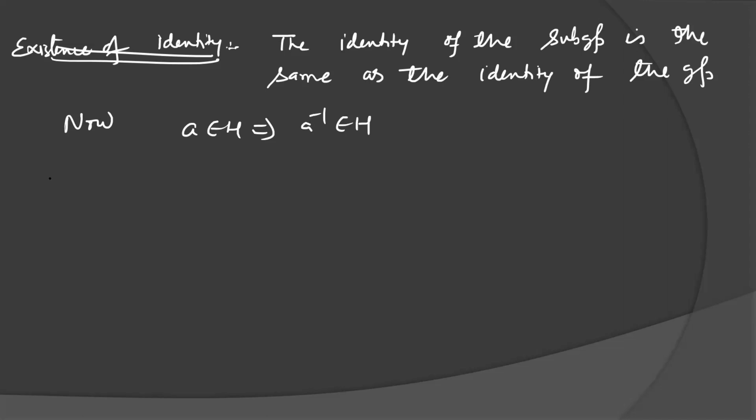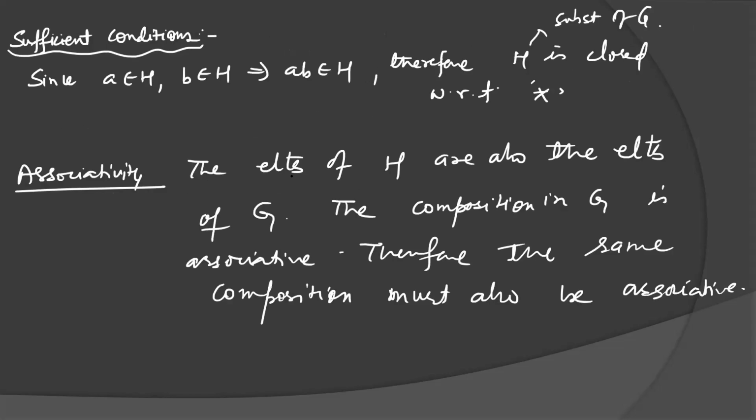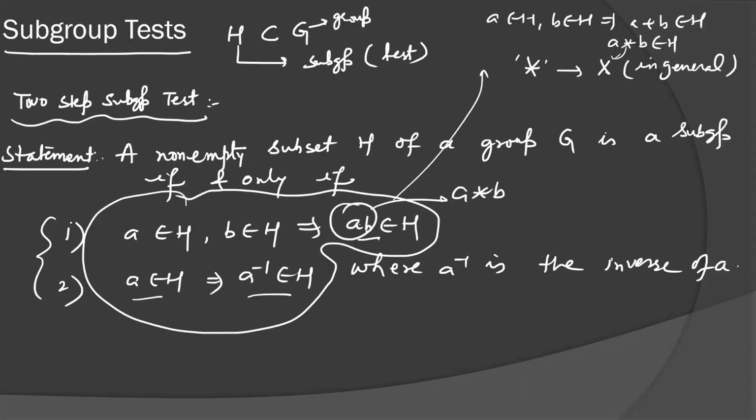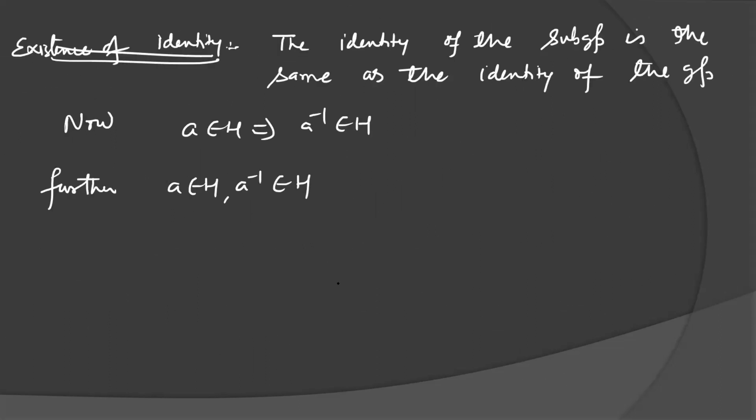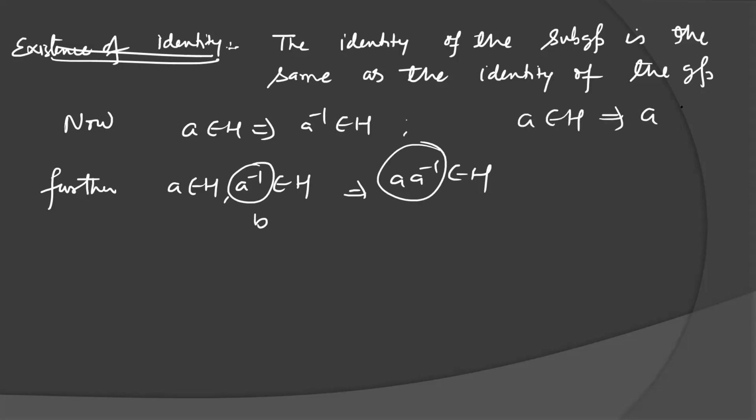Okay, further if we take A belongs to H, A inverse belongs to H, then use the first result: A belongs to H, B belongs to H, then their product belongs to H. So here A inverse looks like B, so the product A A inverse belongs to H. And if A is an element of H, it will imply A is an element of G because H is a subset of G, and A A inverse is identity, so E belongs to H. It means the identity element exists.